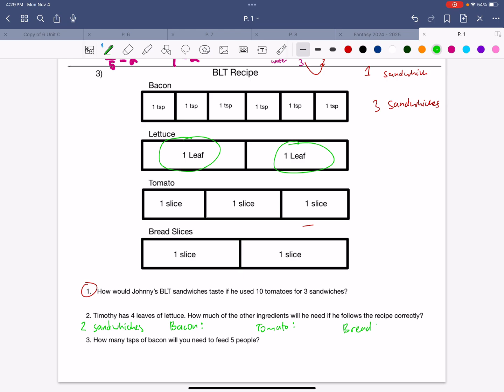The last one. How many teaspoons of bacon will you need to feed 5 people? So if each person gets 1 sandwich, and for 1 sandwich, you needed 6 teaspoons of bacon, now if I have 5 people, how much bacon will I need? Answer those 3 questions. I also have a bonus question on the back for you.